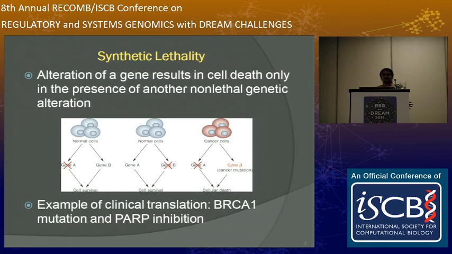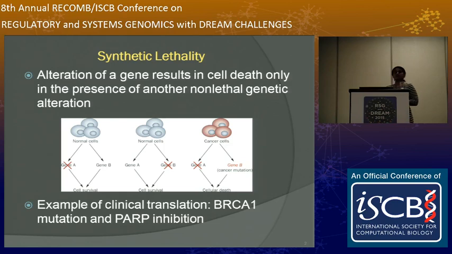And this is an attractive paradigm for treatment in cancer, because if you look at the figure over here, if one of the genes in the pair is a cancer mutation that has lost some important functionality, now if you can inhibit its synthetic lethal partner, then you can selectively kill only the cancer cells while keeping the normal cells alive. And probably the poster child of clinical translation using synthetic lethality is the case of BRCA1 mutated breast cancer and the use of PARP inhibitors.